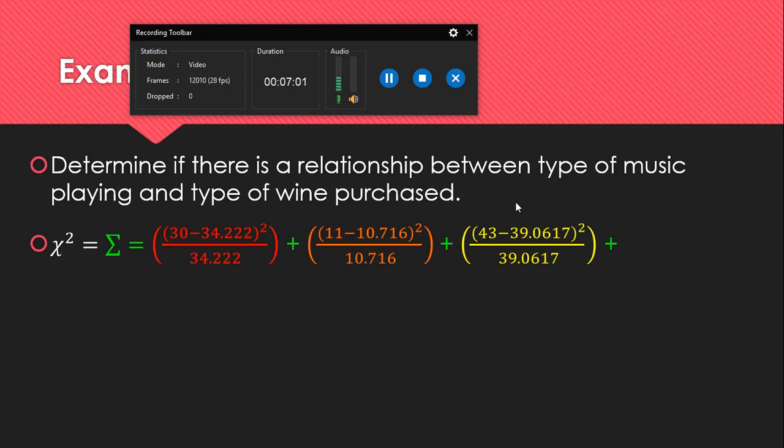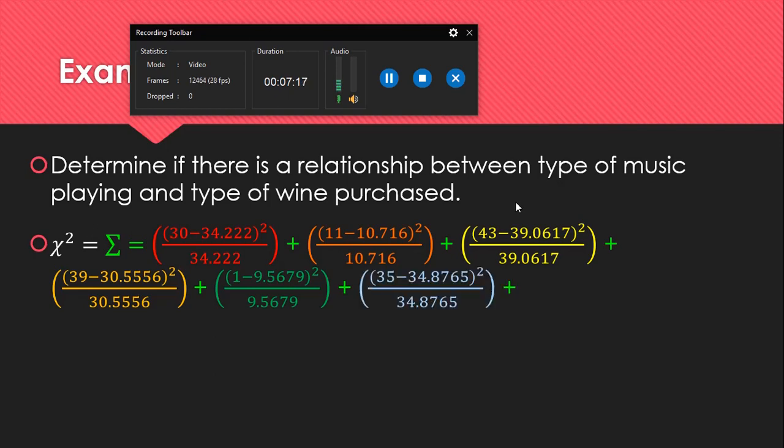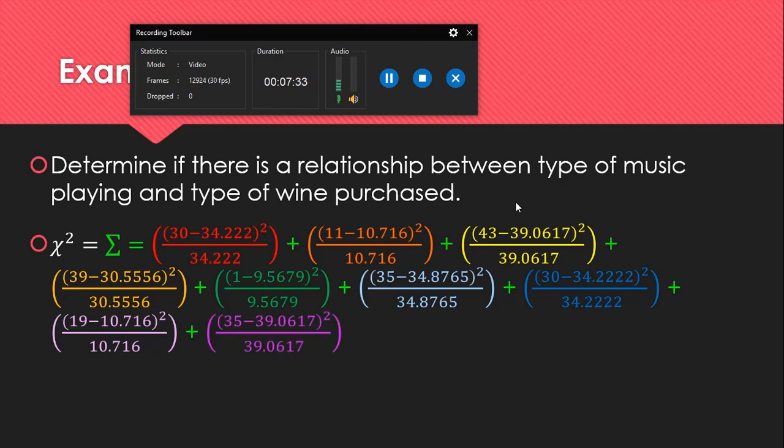So this is the French music playing in the background. So that's French music and French wine, French music and Italian wine, and French music and other wine. And then we'll move into the last column with the Italian music playing. So that's Italian music and French wine, Italian music and Italian wine, and Italian music and other wine.